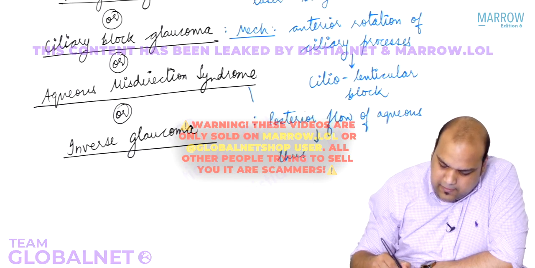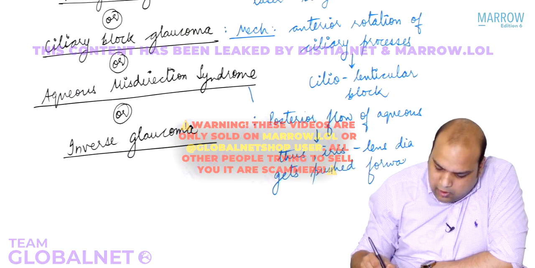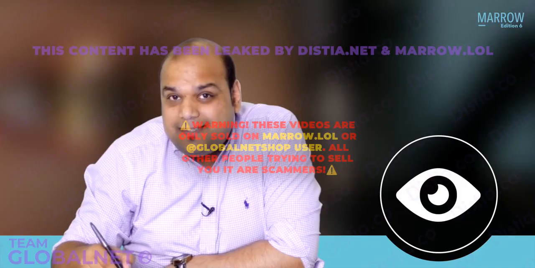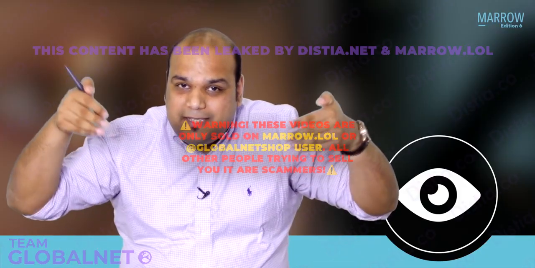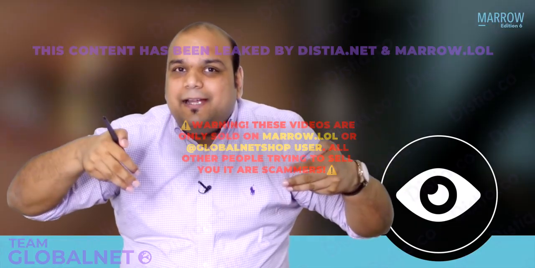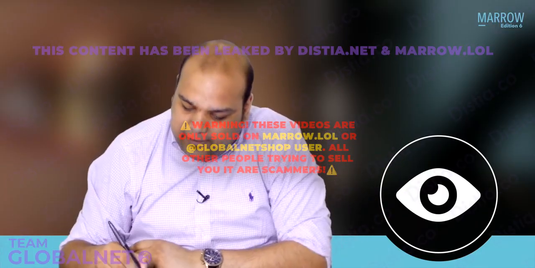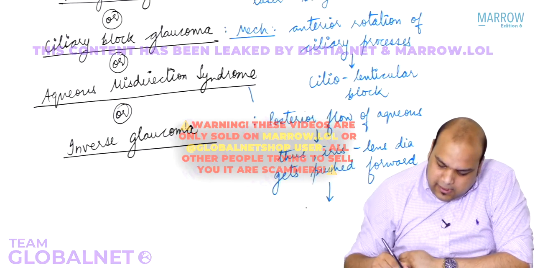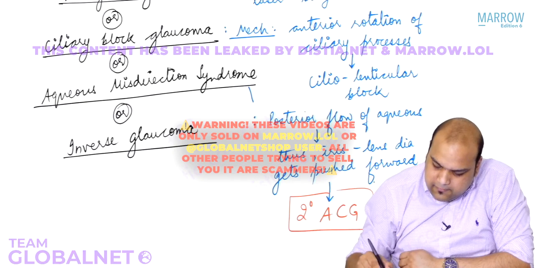Thus, the whole iris lens diaphragm gets pushed forward. So you understand why, guys? Because the ciliary processes are touching the lens, everybody, some of the aqueous which is getting secreted behind the lens is pushing everything forward. When it will push everything forward, it will lead to secondary angle closure glaucoma.